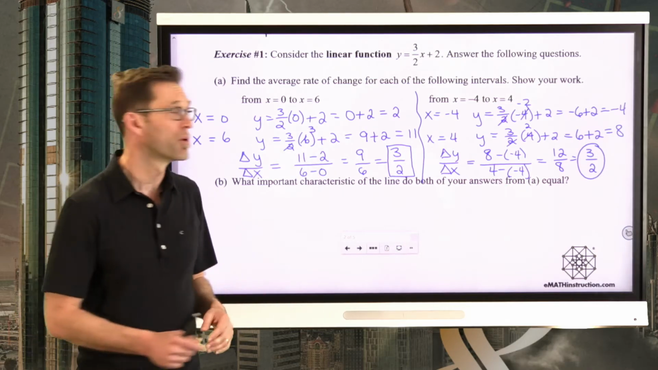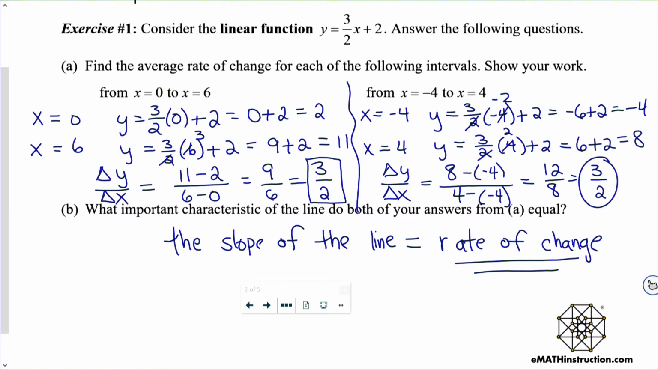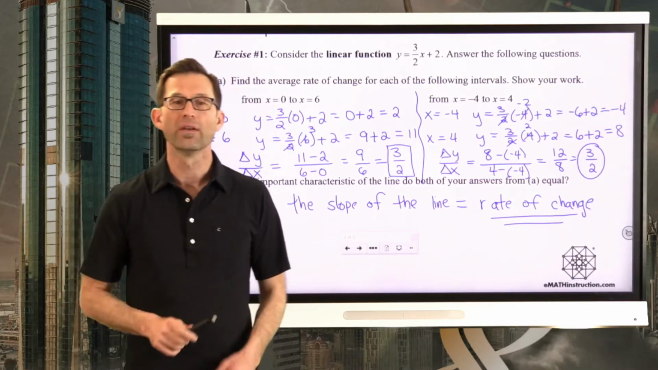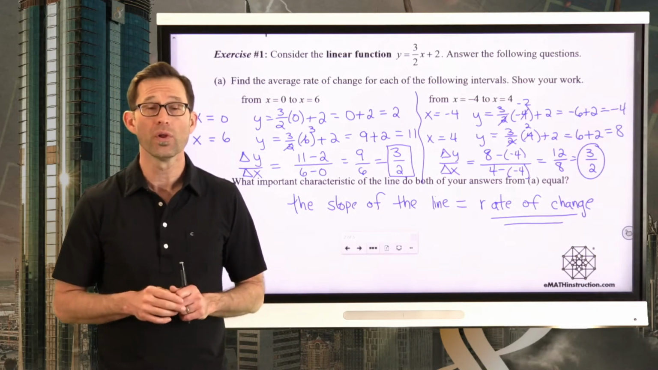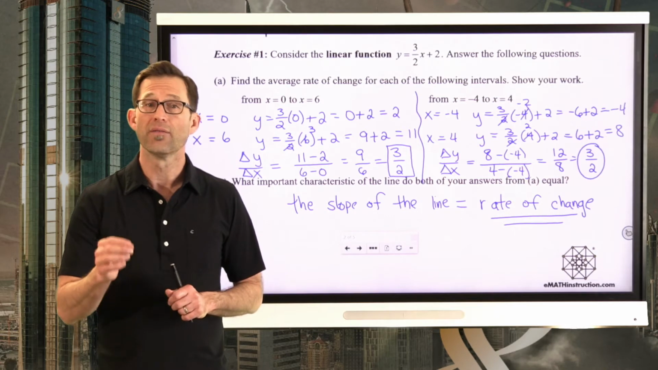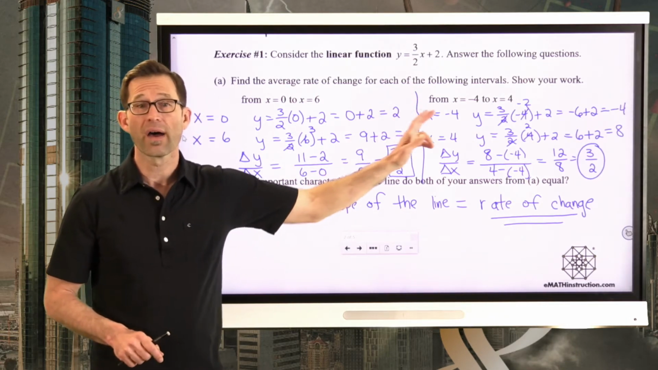Well, it's equal to the slope, right? The slope of the line. In fact, the slope of the line equals the rate of change. And what really makes a linear function is that that average rate of change doesn't change. It doesn't matter what interval you look at it on, the change in y divided by the change in x for a linear function, no matter what the x values would have been.